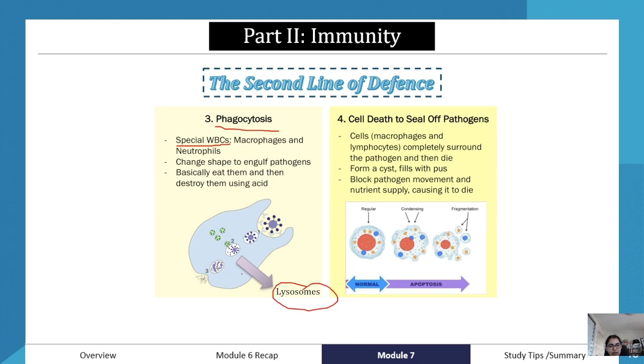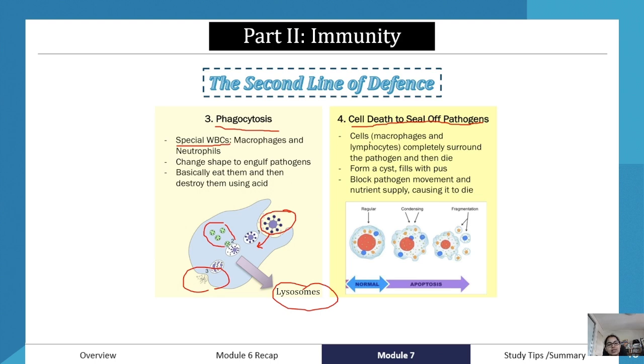So what we see is that the special white blood cells here, for example a macrophage, goes ahead and captures the pathogen right there. From there, it takes the pathogen into the cell, and then we see these lysosomes come through, and they use acid to destroy the pathogen. Through that, the pathogen is destroyed, and then it is dispersed from the cell right there. So that's phagocytosis.